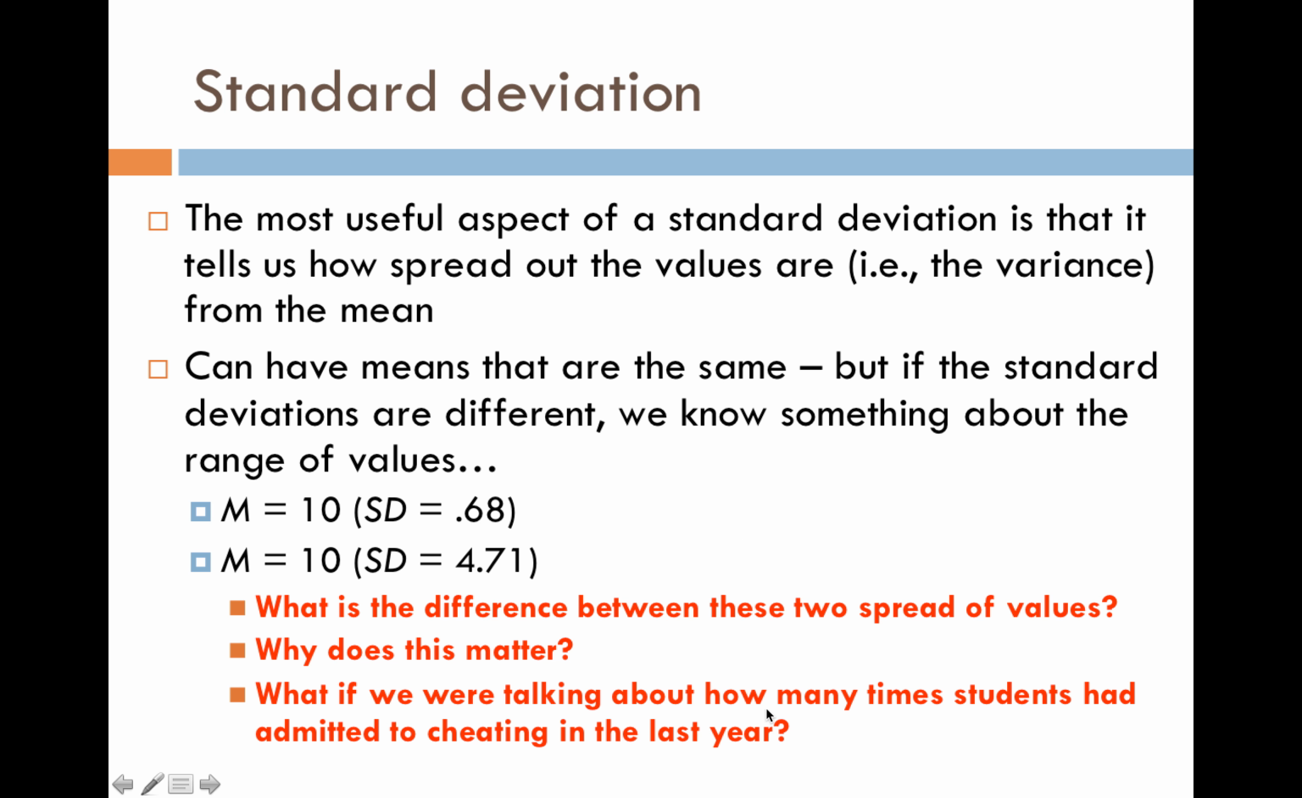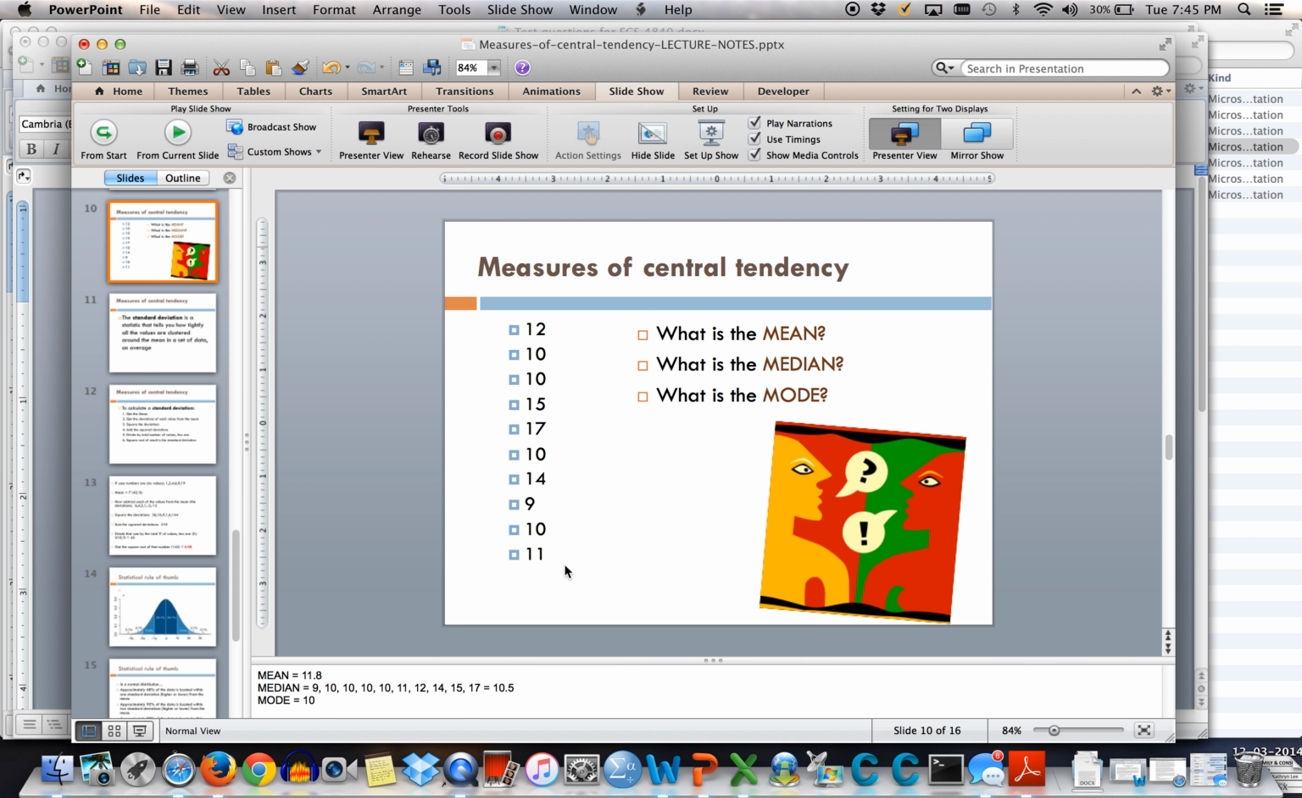Why does this matter? Well, what if we were talking about how many times students had admitted to cheating in the last year? We'd know that the scores were spread out further if it was a higher standard deviation versus a smaller standard deviation. You'll get a question like this on your exam, where I will present two means to you that are exactly the same and two standard deviations that are different, and I will expect you to be able to explain why this matters. Okay? Hopefully that makes sense to you.